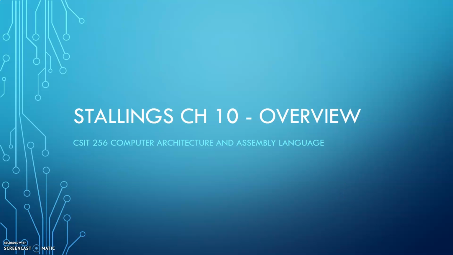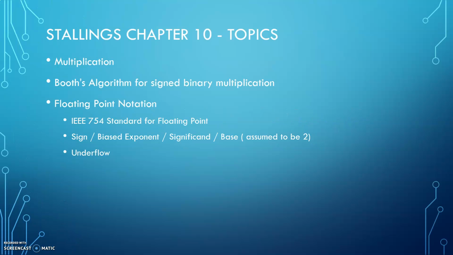This is for CSIT 256, Computer Architecture and Assembly Language, and this is meant to be the overview for Stallings Chapter 10. In Stallings Chapter 10, one of the things we'll take a look at is multiplication of binary numbers, and for signed binary multiplication, we'll look at Booth's algorithm.